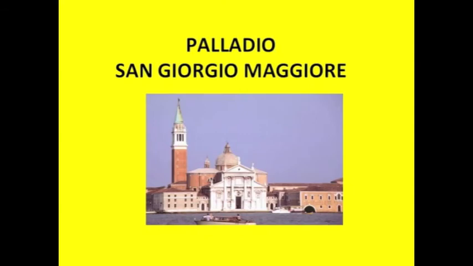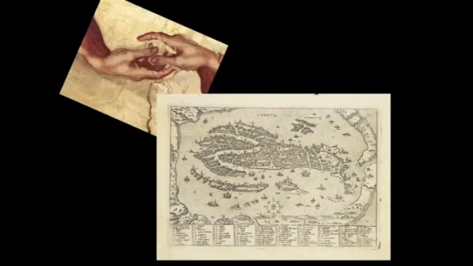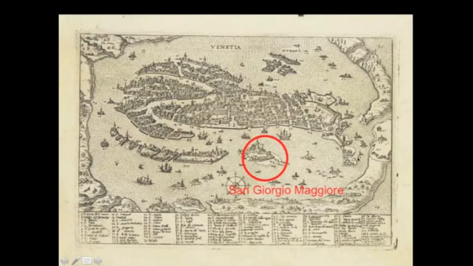Let's look at some of his churches, because I think his churches are really his most interesting buildings. San Giorgio Maggiore is over here. It's over here in Venice. Remember Venice? Everybody make a map of Venice in case you're ever there and you get lost. Good. It's actually not even quite in Venice. It's on a little island called the island of San Giorgio Maggiore, floating out over here.